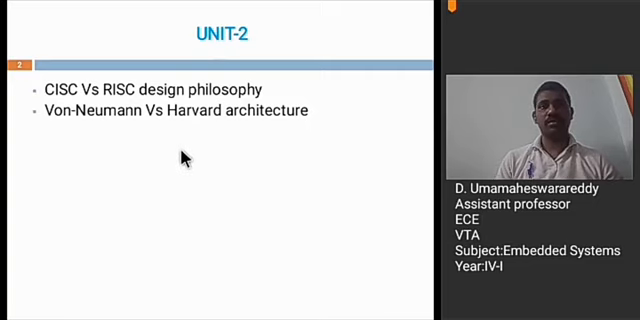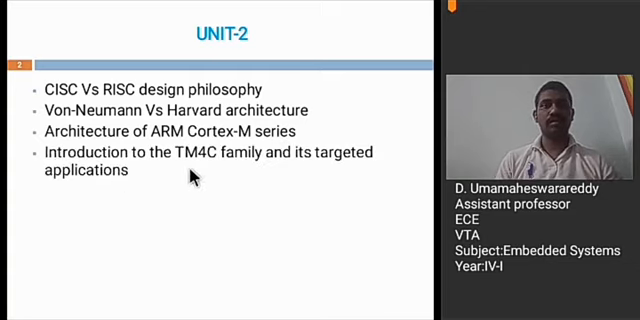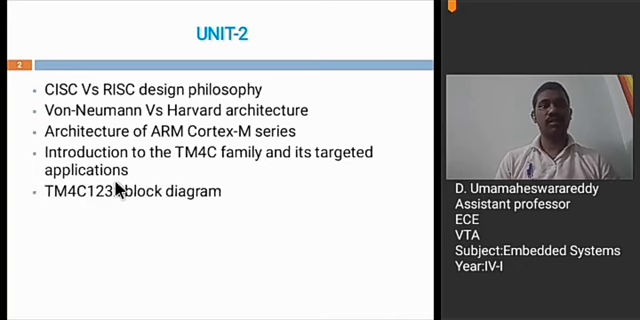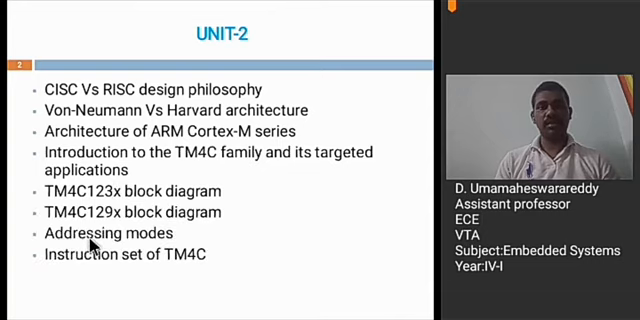Next, architecture of ARM Cortex M series microcontrollers. Next, introduction to TM4C family and its applications. Next, TM4C123X block diagram. Next, TM4C129X block diagram. Next, addressing modes. Next, instruction set of TM4C. These are the topics we are going to discuss in Unit 2.